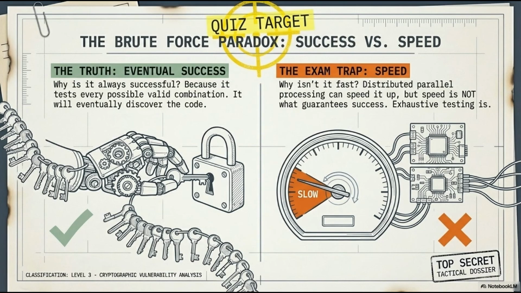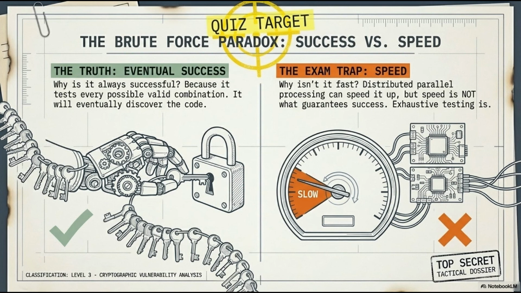So, based on this, pause for a second and think about this for your study notes. In 2 to 3 sentences, how would you explain to a colleague why a brute force attack is guaranteed to be successful, but why it isn't classified as a quote-unquote fast attack? That's a really good way to test if you actually grasp the concept or if you just memorize the definition.